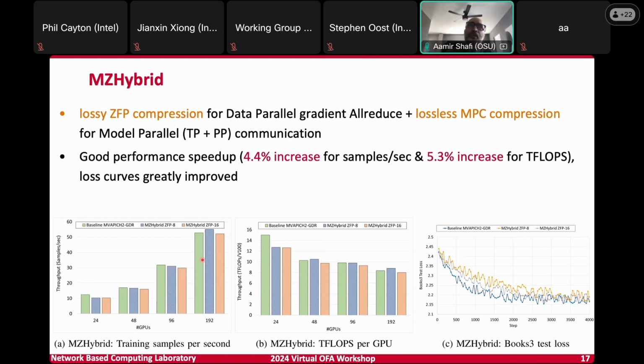And when we look at the performance results, we see that compared to the baseline, we are seeing around a 5% increase in the performance, right? So which basically means that these are acceptable numbers and good numbers.